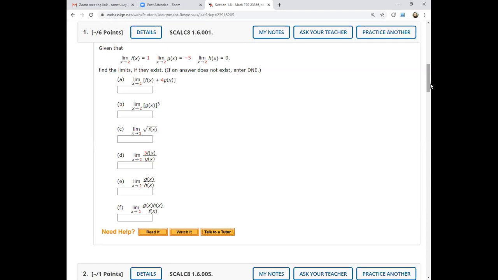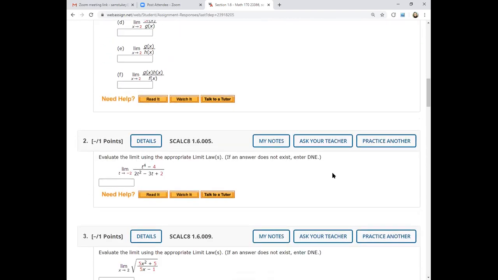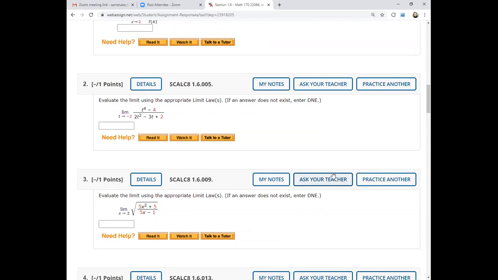Here it says the limit as x approaches 2 of g of x cubed. So find the limit as x approaches 2 of g of x, which is negative 5, and cube that, which is negative 125. Here it says the limit as x approaches 2 of the square root of f of x. Now, square root of 1, which is 1.